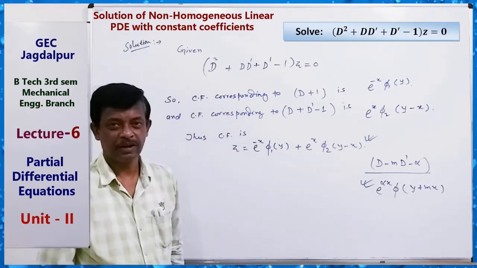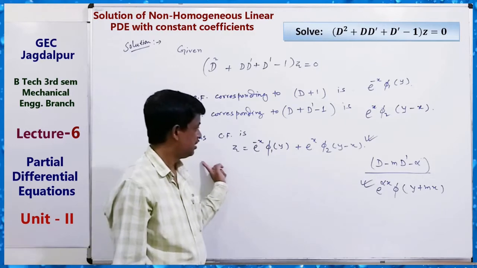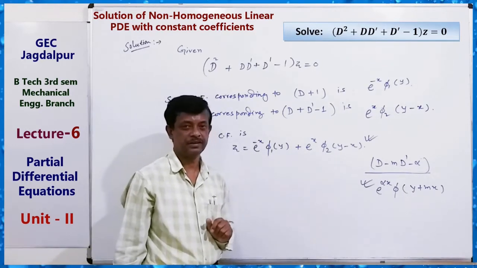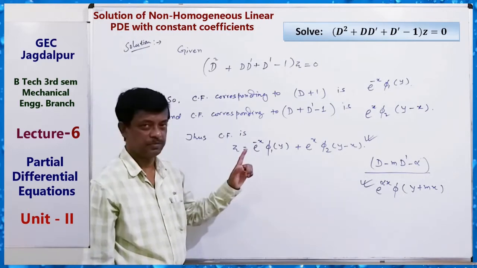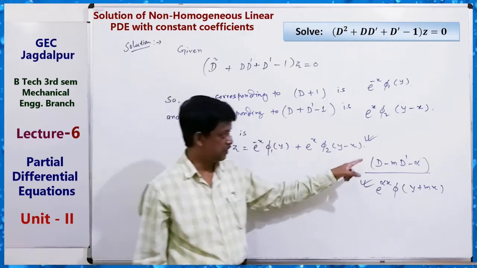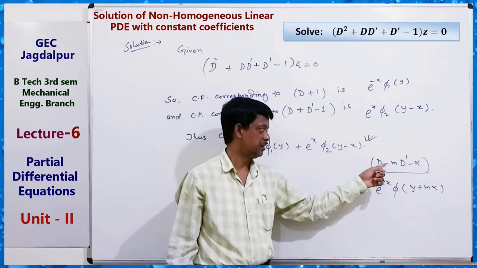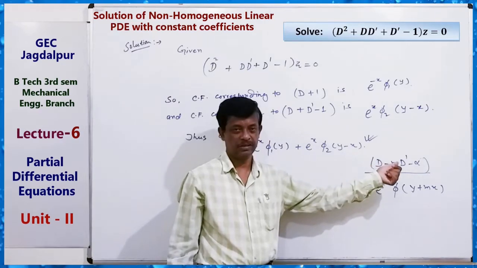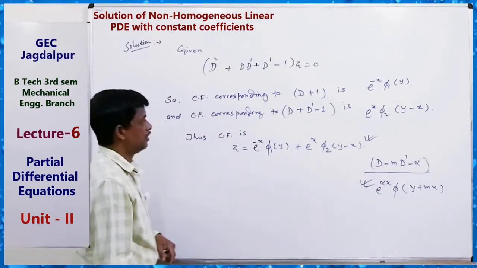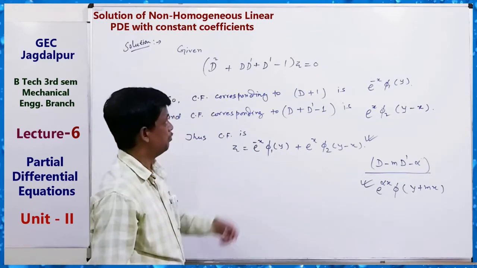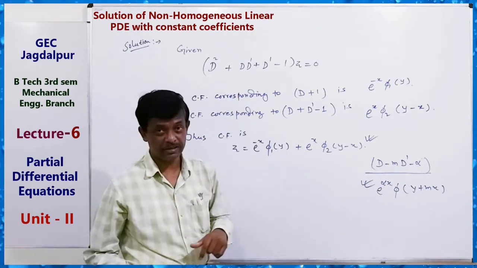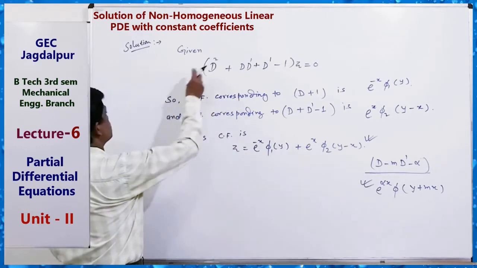Okay, clear? How can we write the CF for a non-homogeneous linear partial differential equation? This is the main formula, factorization, the general factor. Okay. Take another question. It may be factorized, it may not be factorized. So here, take another question.